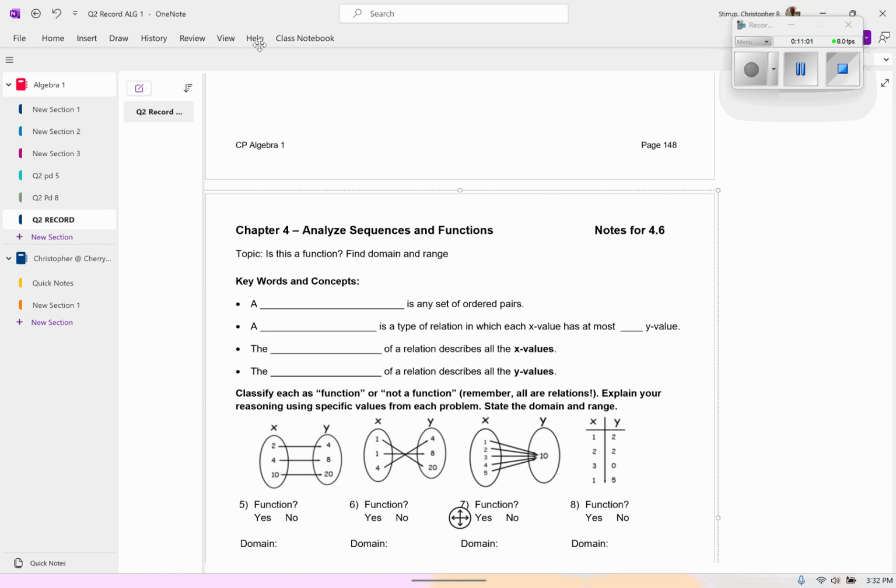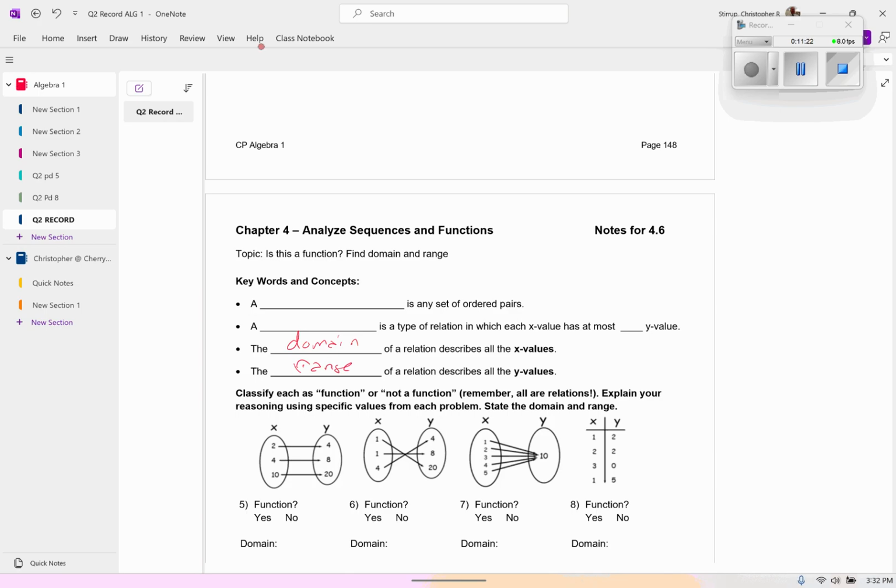A blank is a set of ordered pairs. A blank is a type of relation in which x has at most one y value. The blank of a relation describes all x values. I know this is domain. The blank of a relation is all the y values, which is range.